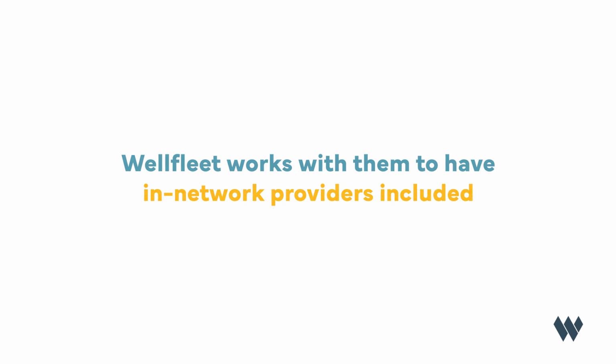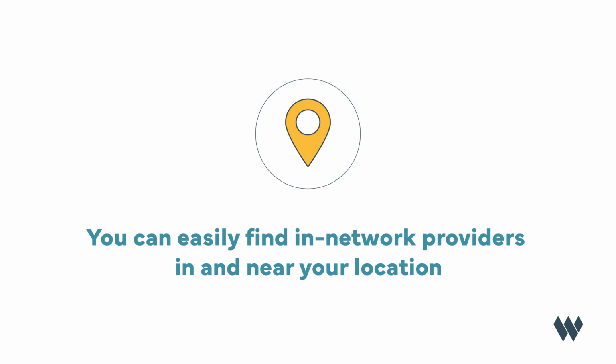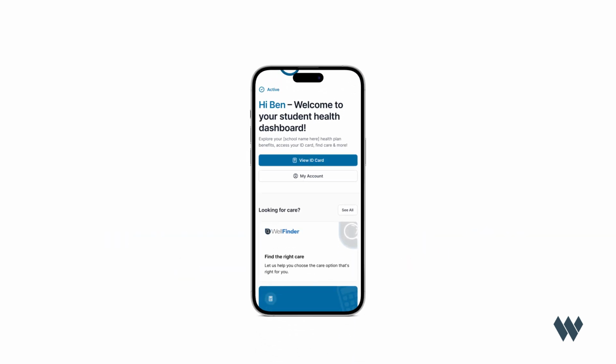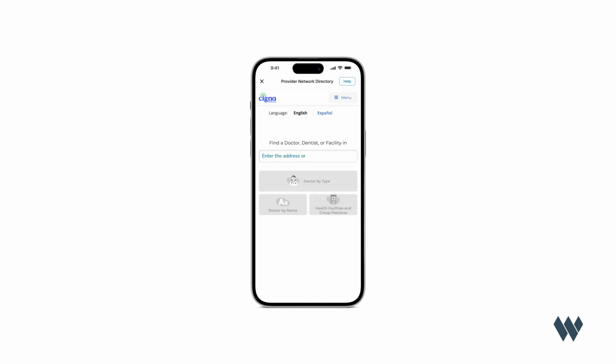If the student health center cannot assist you in your search, you can easily find in-network providers in and near your location on your Wellfleet Student mobile app. Open the Wellfleet Student app and choose Find Care on the bottom navigational menu. Next, enter the address or zip code of the school, your current location, or the location where you need care.